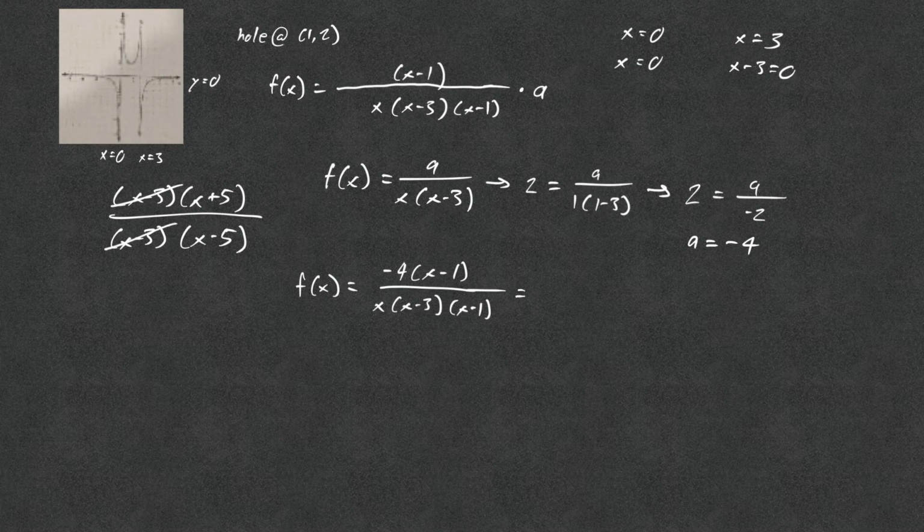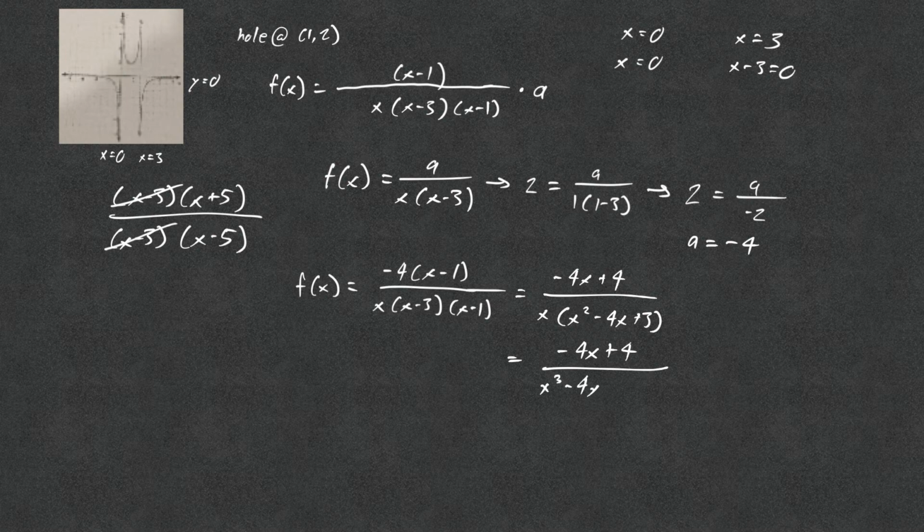So we should get negative 4x plus 4 up top, and then x squared, that is a minus 4x plus 3, equals negative 4x plus 4 over x cubed minus 4x squared plus 3x. Okay, so this is our final form that we're going to plug into Desmos and double check on the next slide.